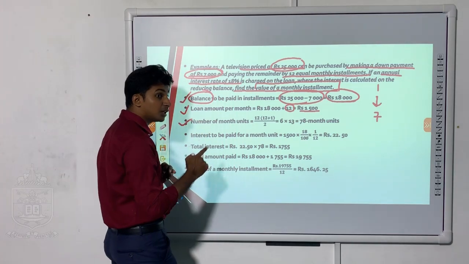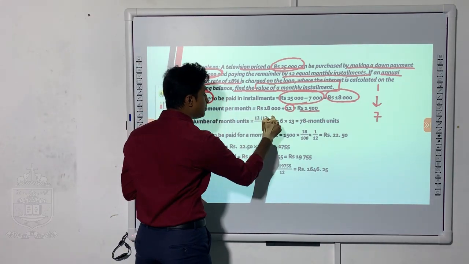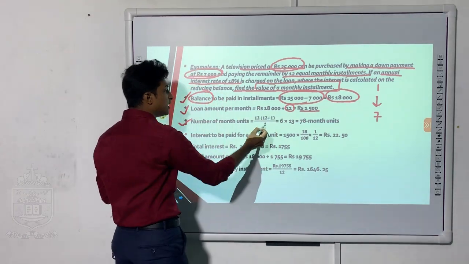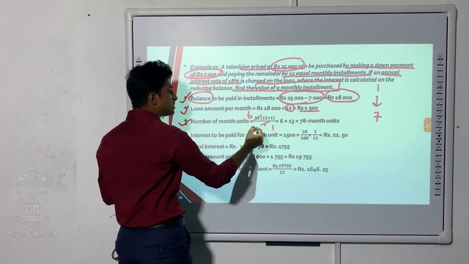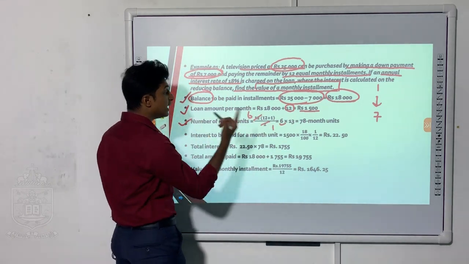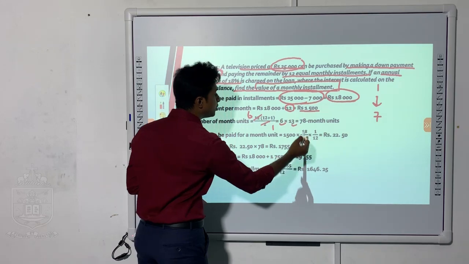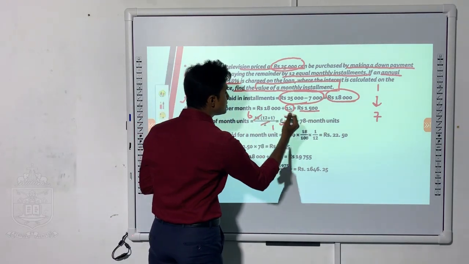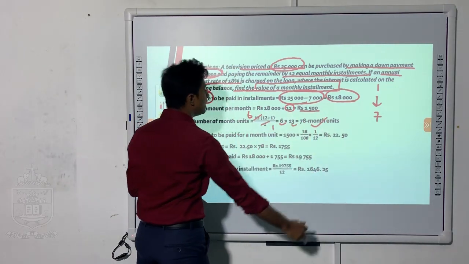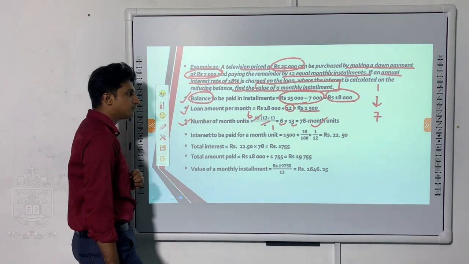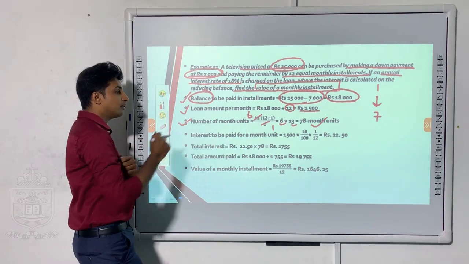Now the third step, number of month units. To find the number of month units, we are taking n times n plus 1 divided by 2. So here I have cancelled 2 times 1, 2 times 6. That is why I have just taken 6 into 12 plus 1, which is 13. Then 6 times 13 is going to be 78. Then we have found the number of month units.